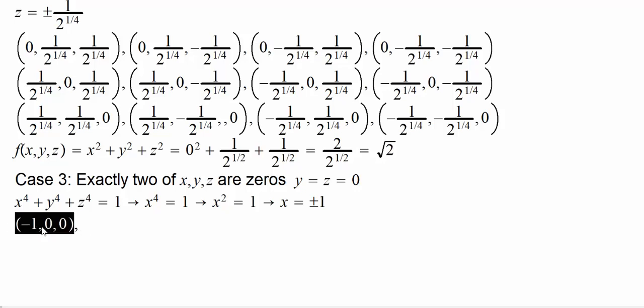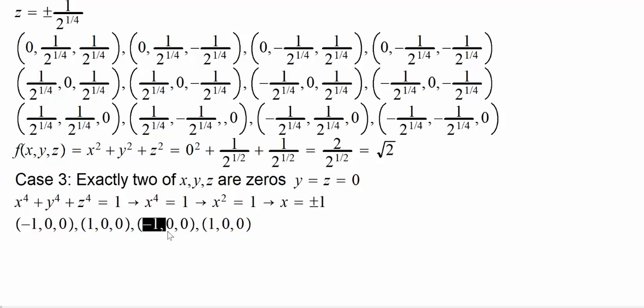and positive 1, 0, 0. Now in case x and z were zeros, all that will happen is these will just shift to the middle, by similar calculation. And in case x and y are zeros, then these will just move to the third place. So I think here we will get only 6 such points.